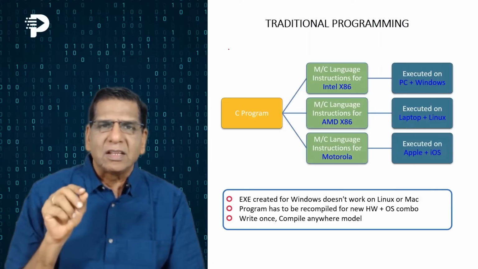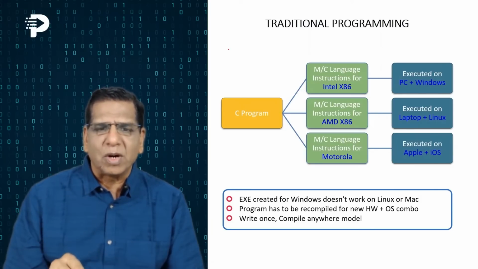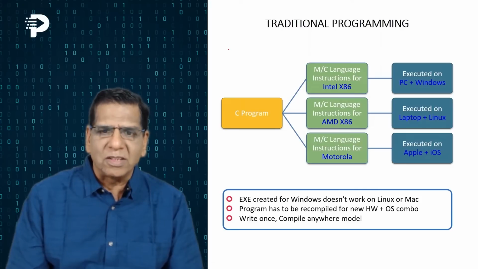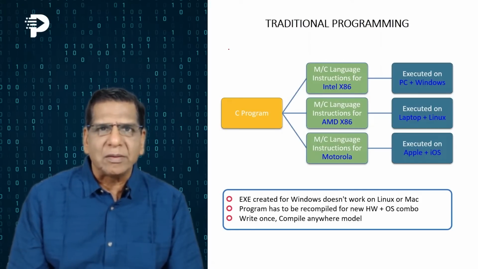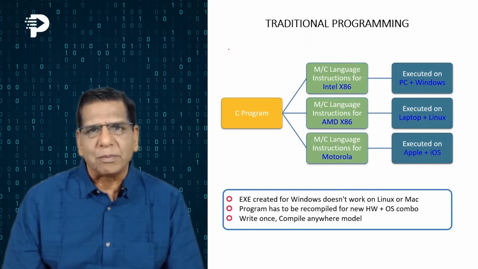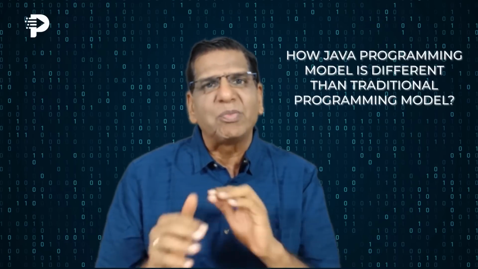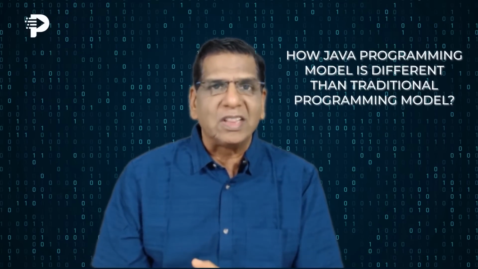That is why the dictum of the traditional programming model is what? You write the program only once, but compile it again and again for different platforms. Once you understand this traditional programming model, it will be interesting to know how the Java programming model is different from the traditional programming model. And that is something that we propose to do in the next lecture. Till that time, goodbye, good luck, and thank you.